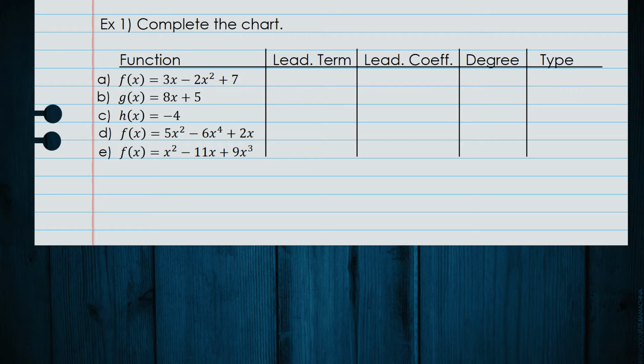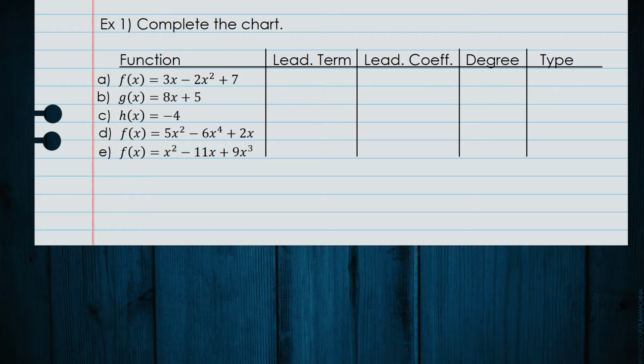For A, we have f of x equals 3x minus 2x squared plus 7. For B, we have g of x equals 8x plus 5. For C, h of x equals negative 4. D, f of x equals 5x squared minus 6x to the 4th plus 2x. E, f of x equals x squared minus 11x plus 9x cubed.